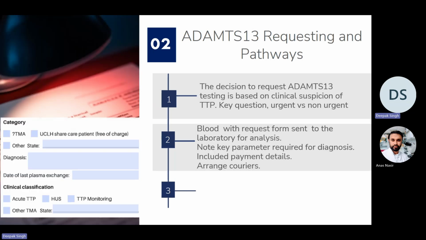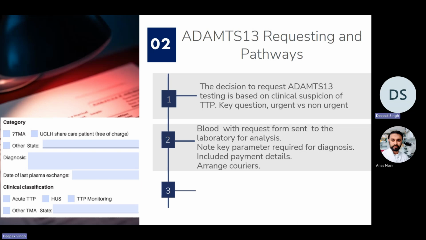So, okay, when the decision's been made that testing needs to be done, the blood needs to be sent with a request form. Now, hopefully, you'll appreciate that the parameters that we are using are vital for our final diagnosis. So things like LDH, platelet count, etc., are very important to us. So if you can include that in the request form, that will help the specialist laboratories for sure.